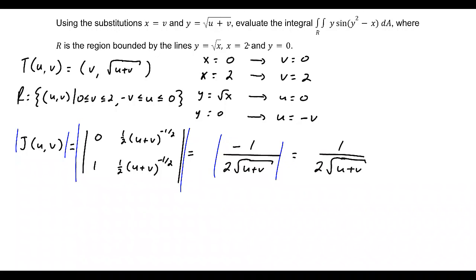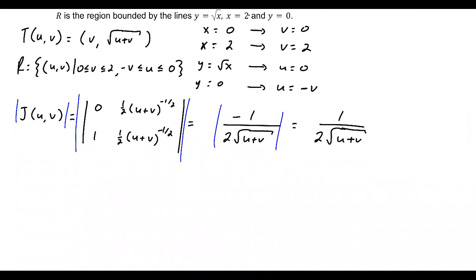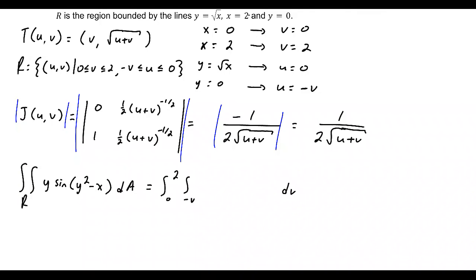All right, now let's revisit the integral that we actually have. Our double integral over the region R of the function y sine(y squared minus x) dA will be equal to the integral from 0 to 2 with respect to v of the integral from negative v to 0 with respect to u of our new function, which will be 1 over 2 square root of u plus v, multiplied by square root of u plus v times sine of u. We include the absolute value of our Jacobian in this product, and that's where that's coming from.